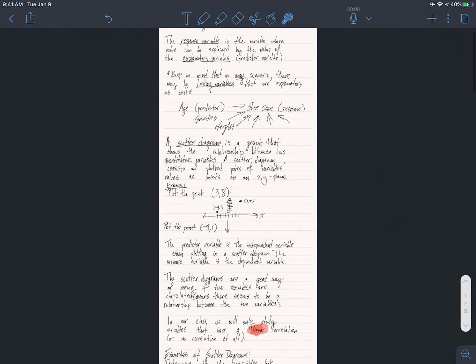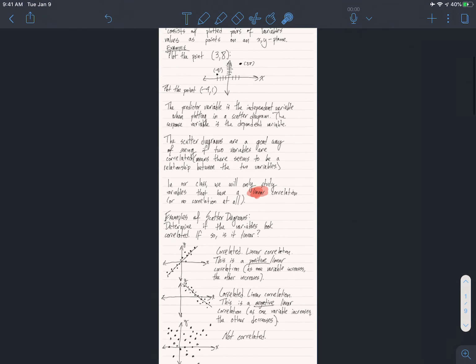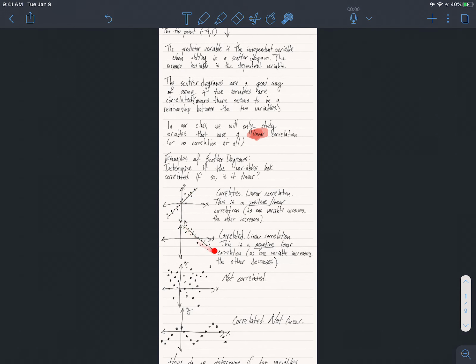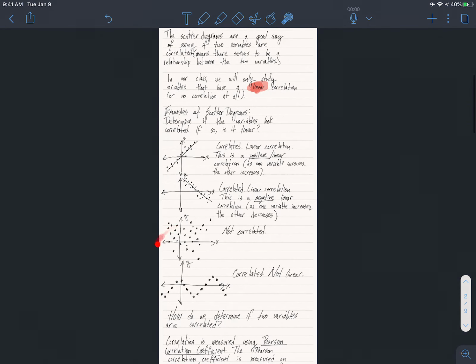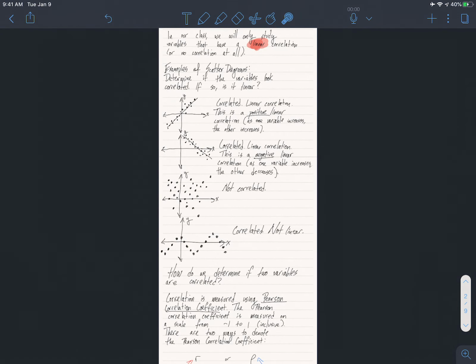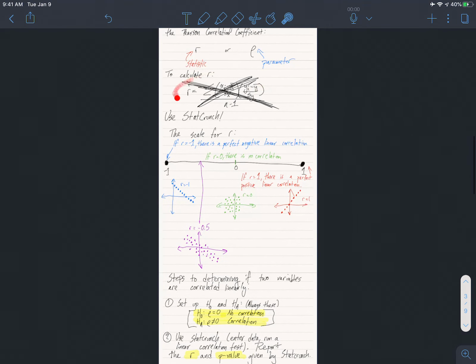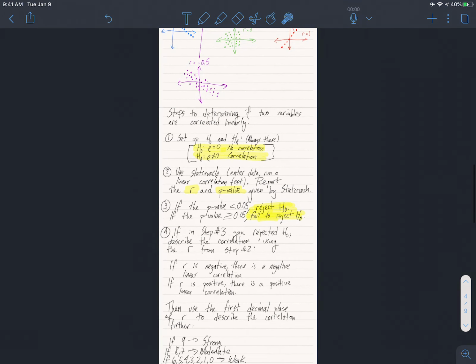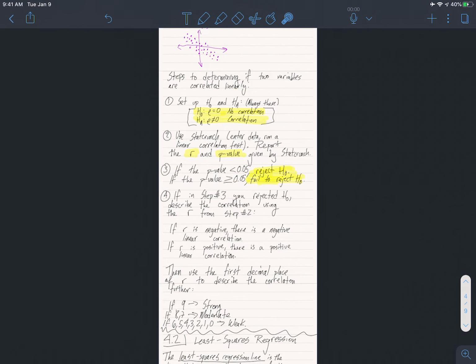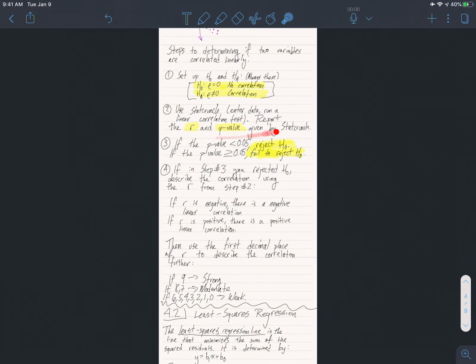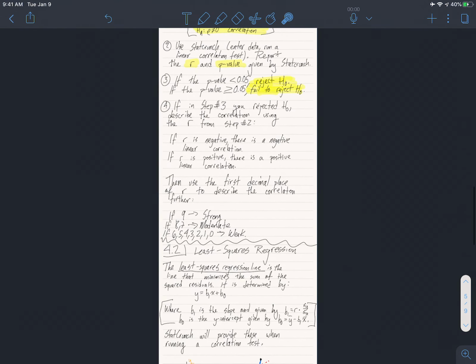Let me do one more recap. We're trying to ask ourselves if two things are related. We're going to only be focusing on lines, positive or negative correlation, linear, or not correlated at all. We're not going to do any of this fun stuff. How do we determine if two things are linear? We're not going to do some hardcore math. We're going to set up a hypothesis test with these as our hypotheses. Use StatCrunch to get an R and P value. After we get those, we can determine if they're correlated or not.